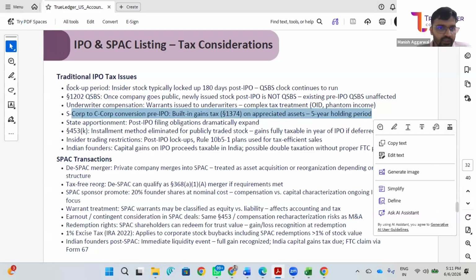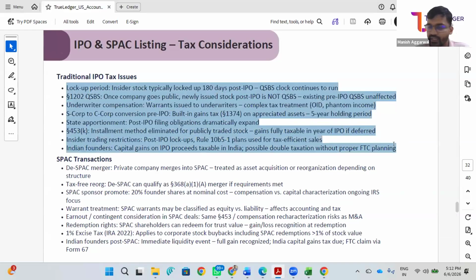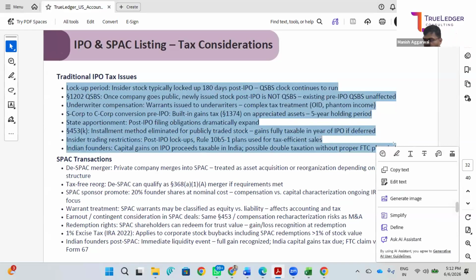So all these are very complex tax issues. I think SPAC listings are happening at a very high scale, like 500 million, 400 million. So when transactions are happening at such a large scale, complex tax issues are bound to happen, and we need to be aware of what those tax issues are.